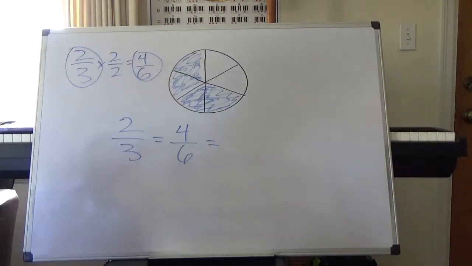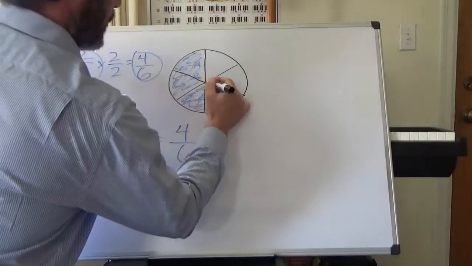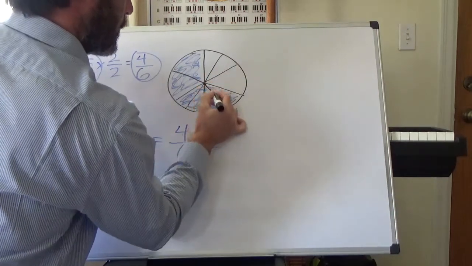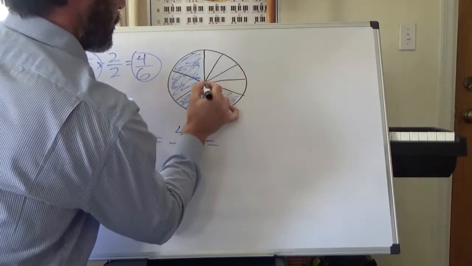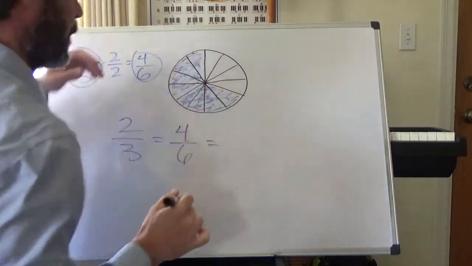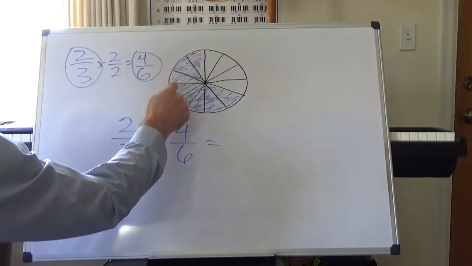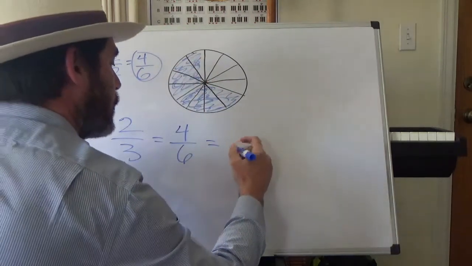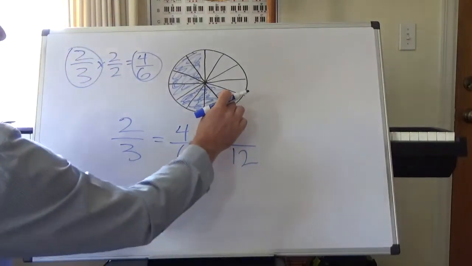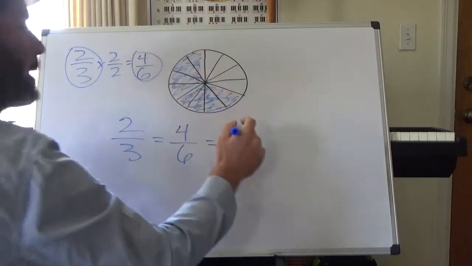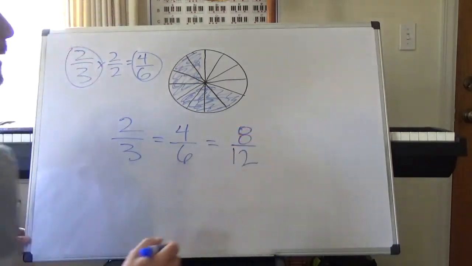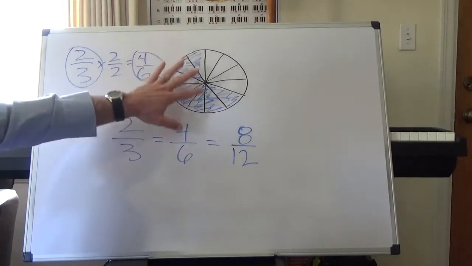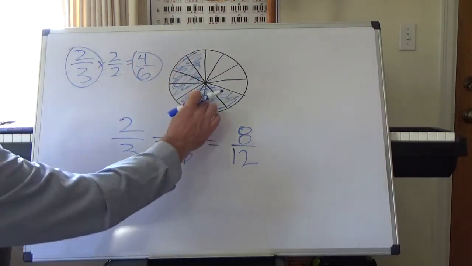I can do one more thing possibly. I could just draw a line through each one of these. Now let's see how many parts do I have total. I've got 1, 2, 3, 4, 5, 6, 7, 8, 9, 10, 11, 12. So I know my denominator will be 12. And it looks like I've got 1, 2, 3, 4, 5, 6, 7, 8. 8/12 shaded in now. But notice I didn't color in any other blue shading. The original shading is still there. I didn't add anything. The only thing I added were a few more lines.